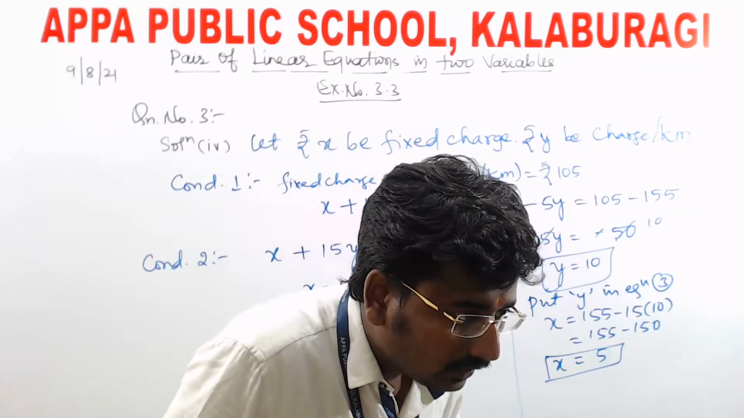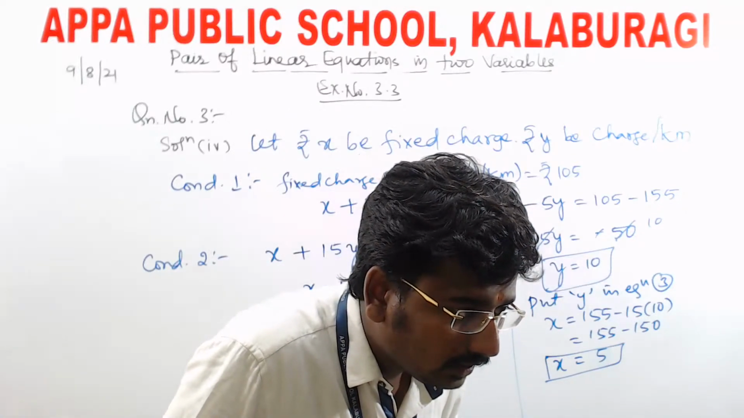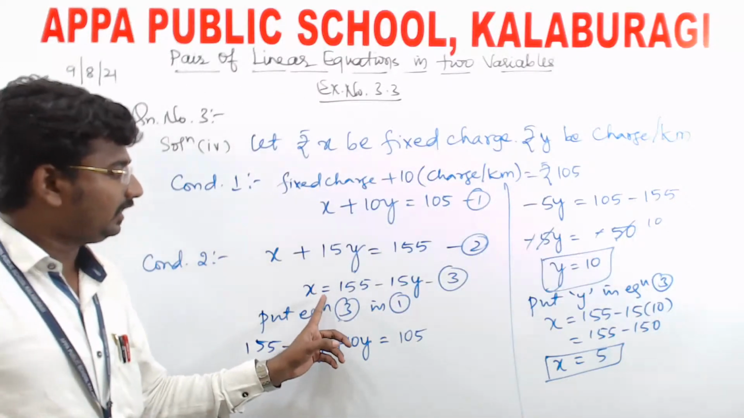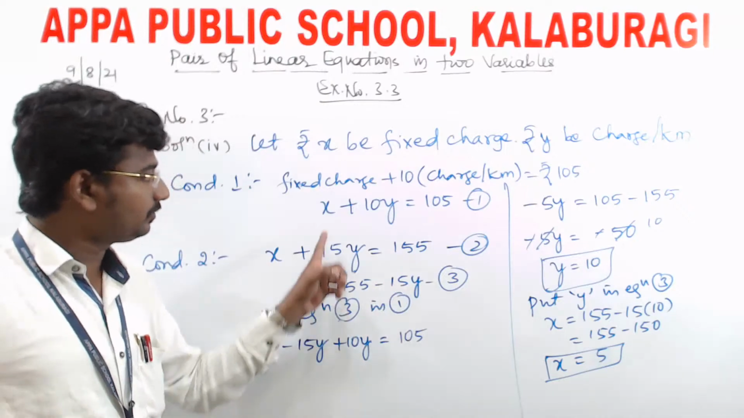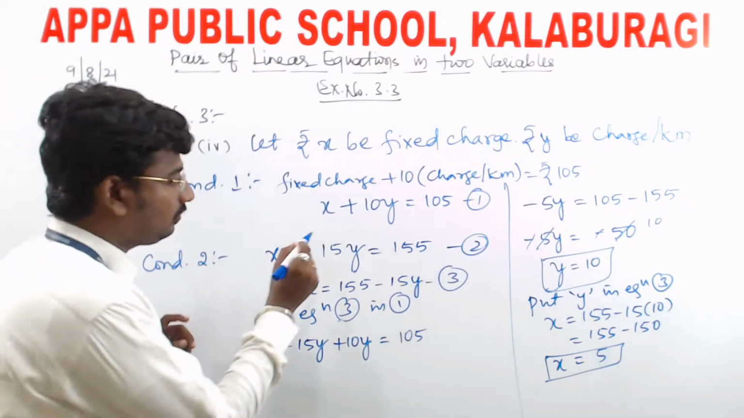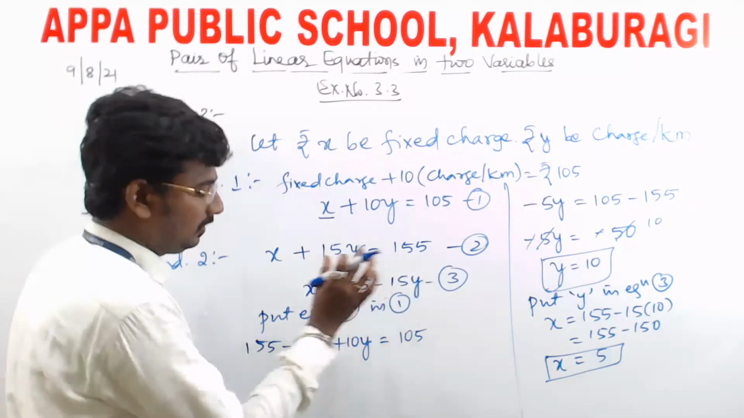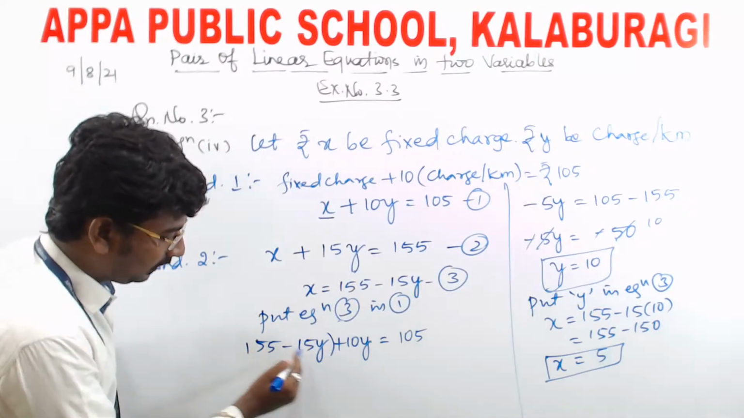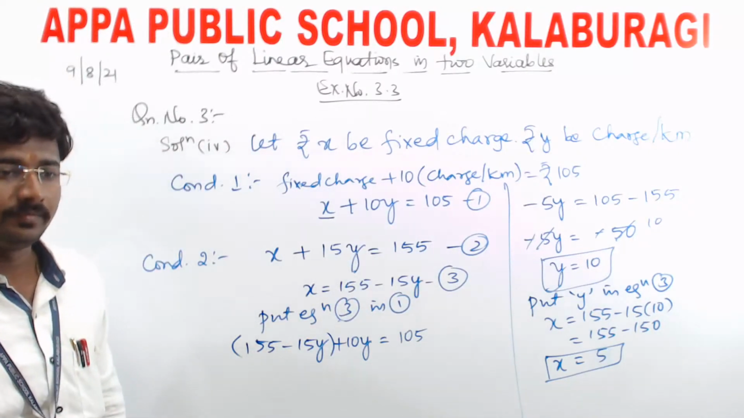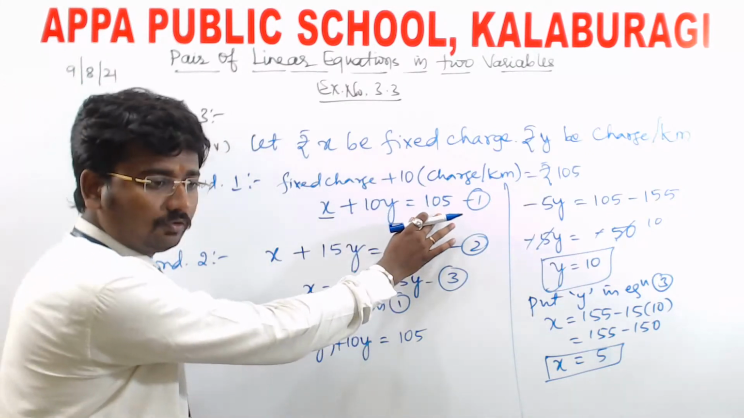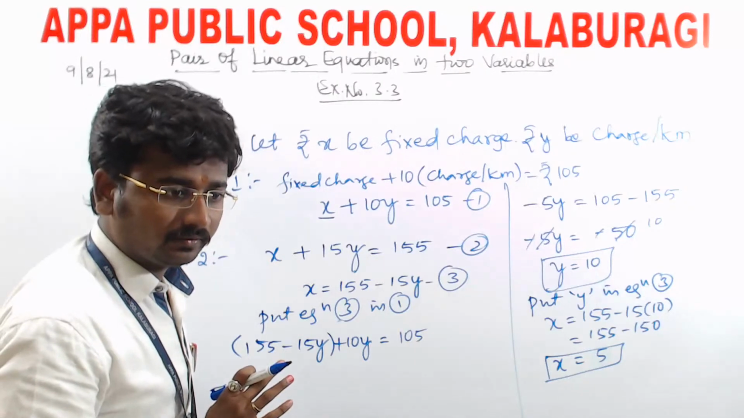Sir, after equation 3 in 1, can you explain once more, sir? Yes. So what I have done, equation 3, x value 155 minus 15y, I am substituting in equation 1. In place of x, what would be the value now? 155 minus 15y. This is what I have written here. 155 minus 15y plus 10y will be as usual, 105 will be as usual.